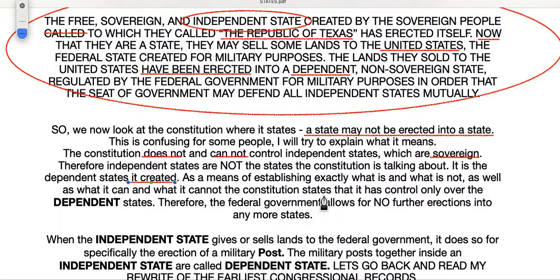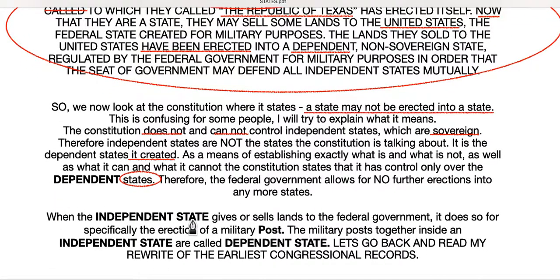The Constitution states that it has control only over the dependent states. But when it's talking about states, it doesn't say dependent states because it's known. It's known because the Constitution was and is an amendment to the Articles of Confederation. So you'll have to read the Articles of Confederation where it talks about the free, sovereign, and independent states shall remain free, sovereign, and independent states. And the military and the federal government is a dependent state to those independent states.